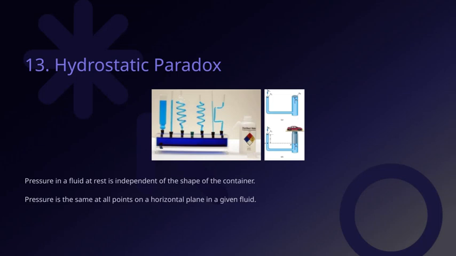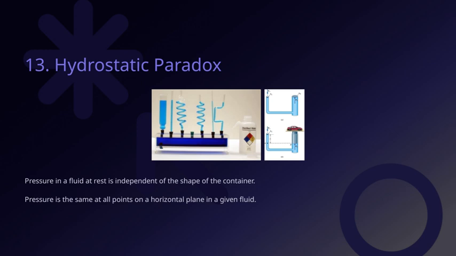Now, let's talk about pressure in a fluid. The key point here is that pressure is the same at all points on a horizontal plane within a given fluid. This means that if you measure pressure at different spots at the same height, you'll find they are equal, regardless of where you are in that fluid layer.